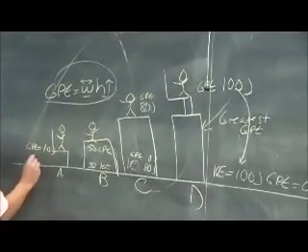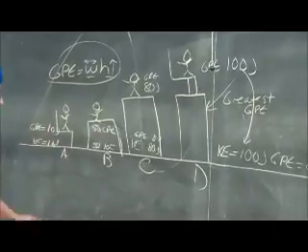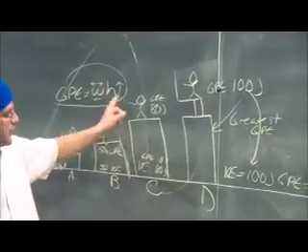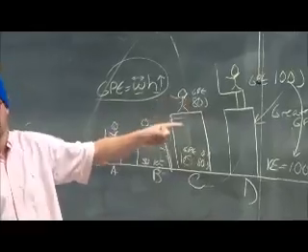How much KE could I have? I could have up to 10 joules. So the greater the weight, the greater the height, the more GPE, the more kinetic energy you could have.